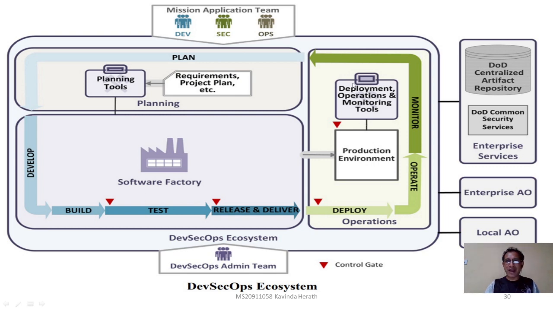The operations part is on the other side. Deployment is operations, so monitoring tools. The production environment is already there, with monitor operations, and also some DoD centralized artifact repositories. The databases are also involved, along with DoD common security services, enterprise services, and enterprise AO. Together, this whole effort creates the DevSecOps ecosystem.